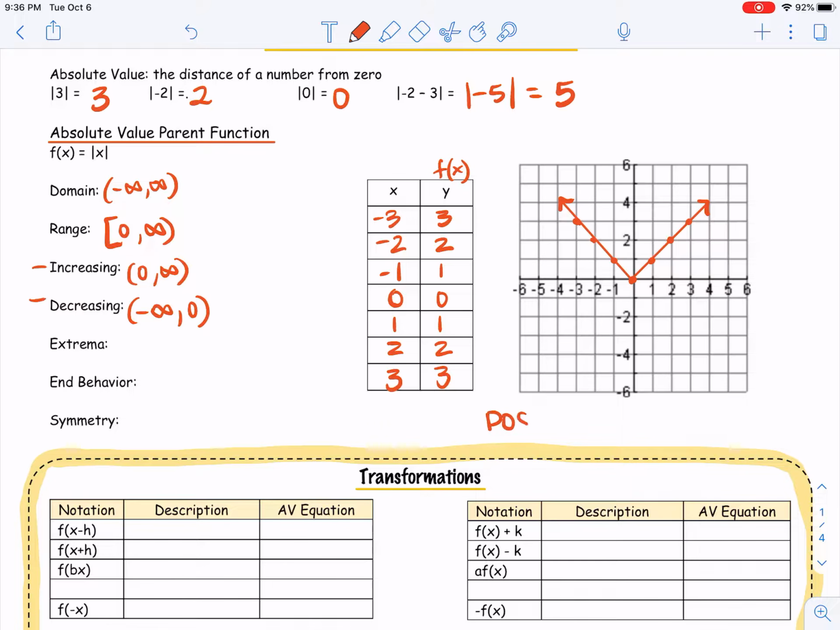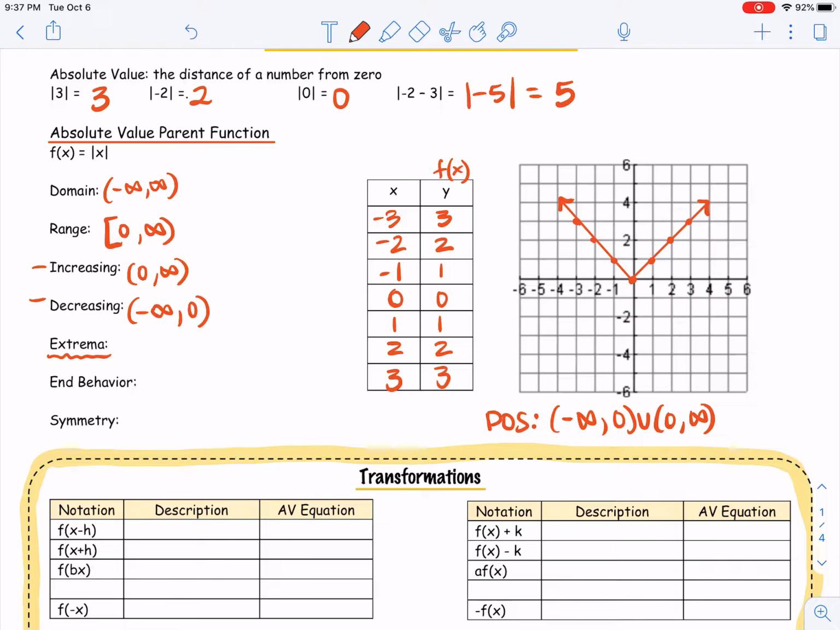Just in case I were to ask you, remember positive and negative intervals. If I was asking for the positive interval here, it would be from negative infinity all the way to 0, and then from 0 to infinity. I cannot include that x value of 0 because when x is 0, y is 0, and 0 is not positive nor is it negative. So I cannot include it in that interval.